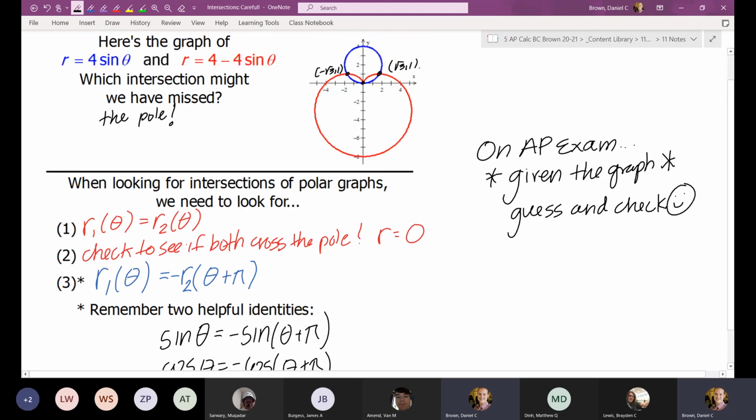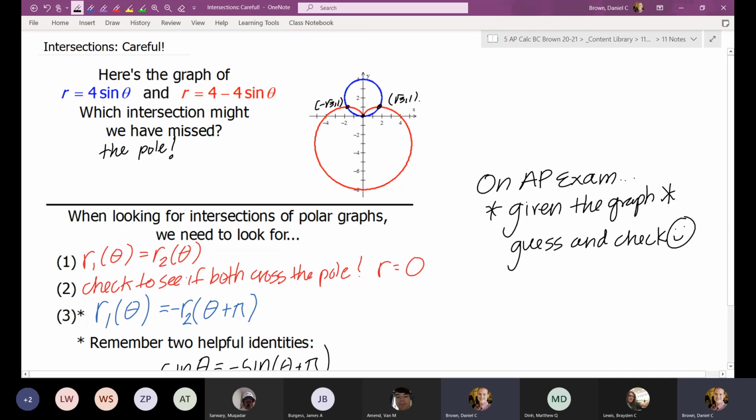Big idea, though, that I want you to get from this is really those first two. When you need to find the intersection point, yes, you're going to set them equal to each other, but you always have to go through and check to see if they both happen to go through the hole.